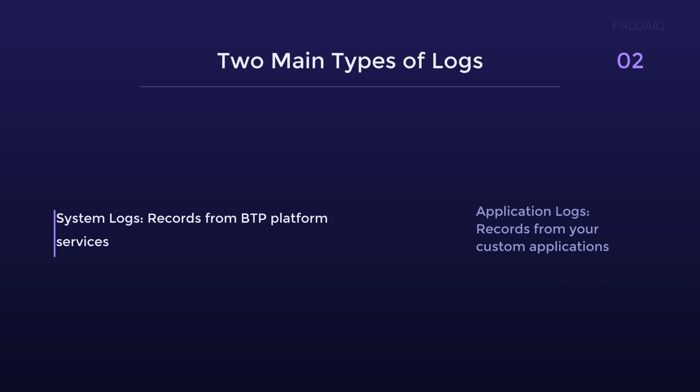System logs, records from BTP platform services. These are automatically generated logs capturing the operational health and activities of BTP itself. For instance, when a platform service scales up due to increased load, that event is recorded. Monitoring these logs is essential for maintaining platform reliability and performance.